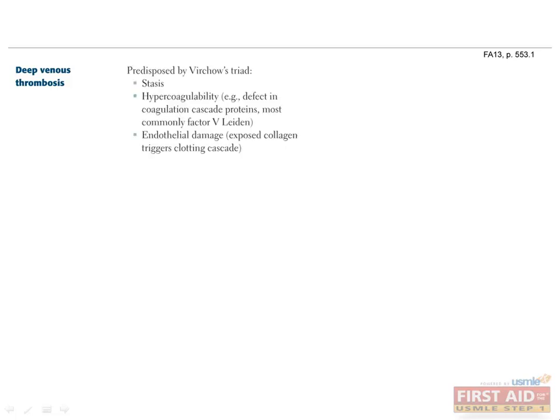DVT is very high yield because it's the primary cause of pulmonary emboli, which we'll talk about next. So, do you remember Virchow's triad from the hematology talks? Sure you do. Patients are predisposed to the development of DVT on the basis of venous stasis, hypercoagulability, and endothelial damage. In other words, you are getting inappropriate activation of the coagulation cascade.